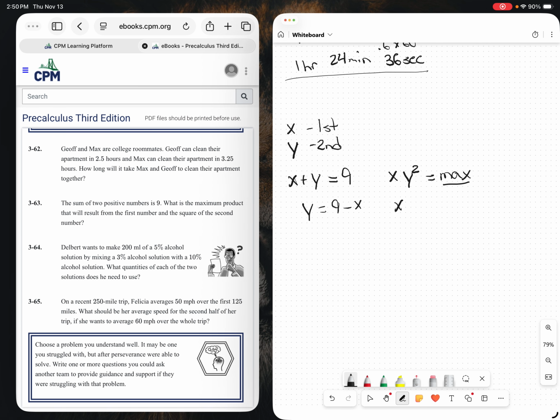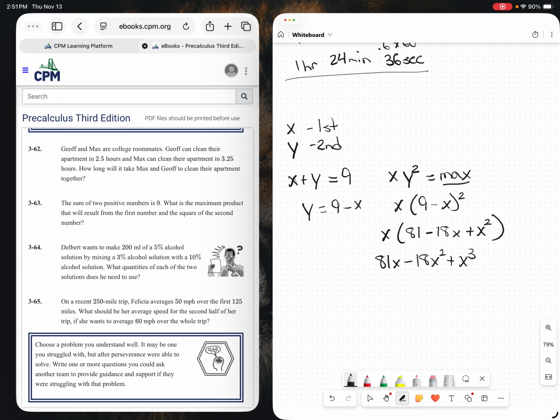So we have x times (9 minus x) squared, and we want to find the max. So again, this is x. This would be 81 minus 18x plus x squared. Okay, and then we distribute the x, so we have 81x minus 18x squared plus x cubed.